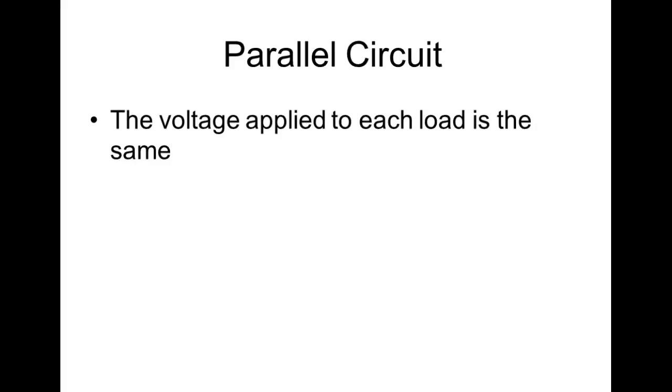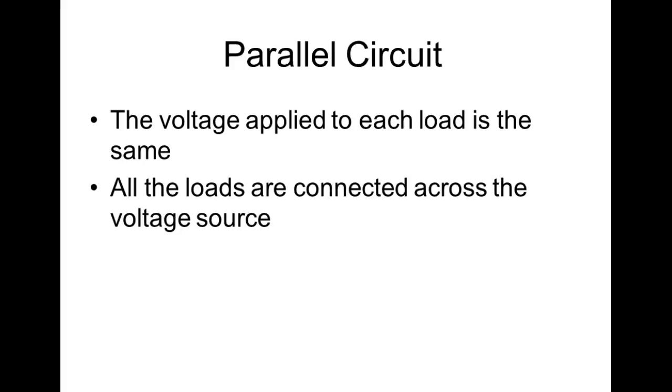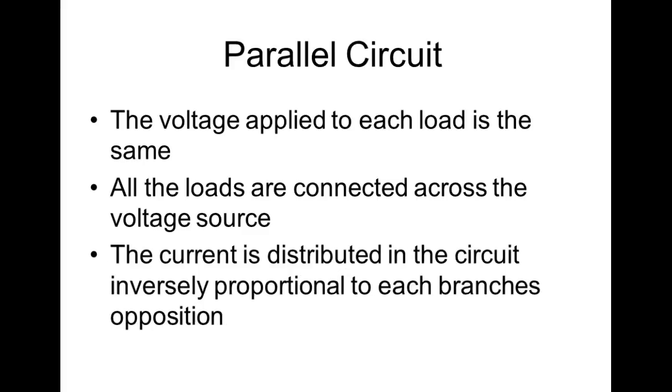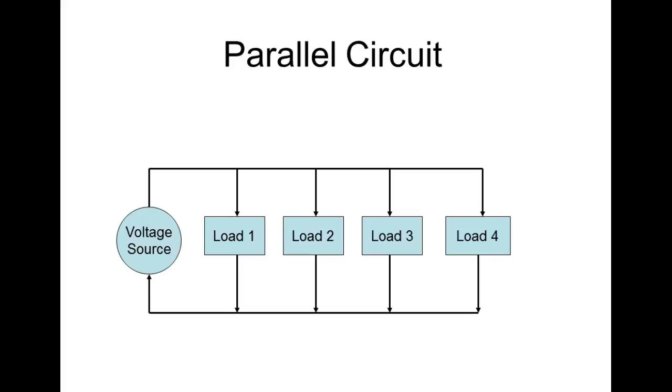This is a parallel circuit. This is the way power is delivered. This is the way all your outlets are delivered. The voltage applied to each load is the same. All loads are connected across the voltage source. The current is distributed in the circuit inversely proportional to the branch. So this is a parallel circuit. Notice all the loads are connected across the voltage. This is the way your house is wired. So if this right here is 120 volts, then all your loads are going to have to be able to handle 120 volts of push.